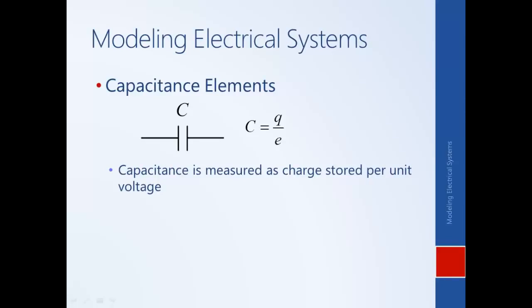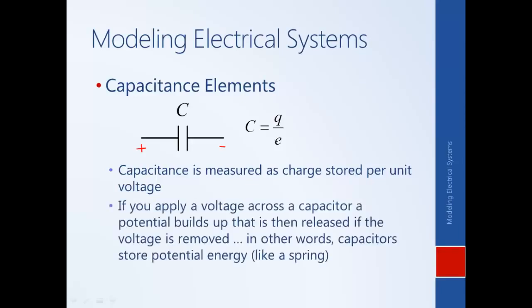So again, Q is charge, E is the voltage across the capacitor. What this means makes a little bit more sense if we think about physically what a capacitor is. So this symbol represents the simplest sort of structure or construction of a capacitor. You can think of a capacitor as consisting of two conductive plates with some dielectric material in between.